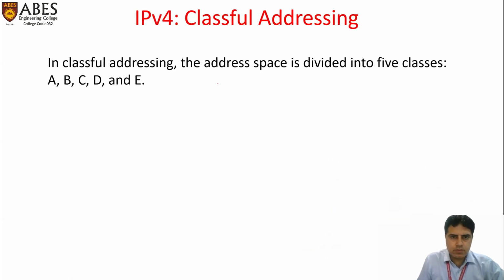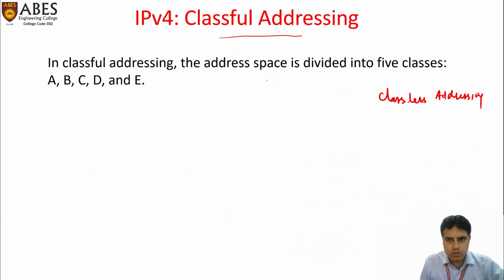The division of IPv4 addresses is of two types. First one is classful addressing and second is classless addressing. First of all, we will discuss classful addressing. In classful addressing, there is a division of address space into 5 classes, that is A, B, C, D, and E.